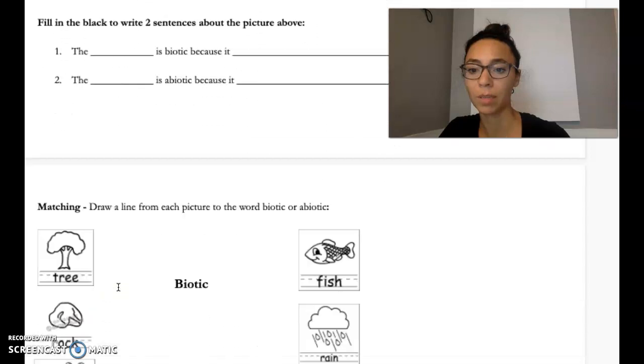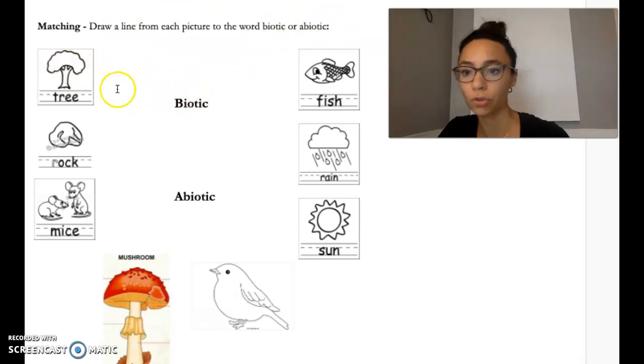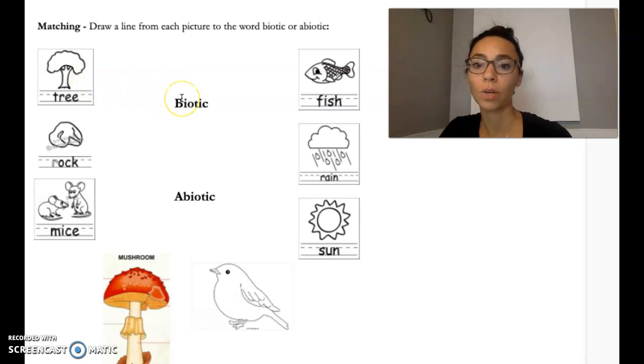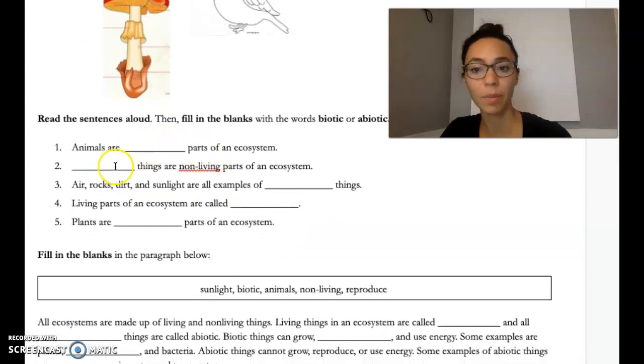Give me another example. Then I want you to match the word to the examples. Okay, so you're going to draw a line for each picture. A tree is biotic. So draw a line from the tree to the word biotic. Okay, do that for all of these pictures. And then here we're filling in the blanks, right? Practicing with the words biotic and abiotic. Animals are biotic parts of an ecosystem.